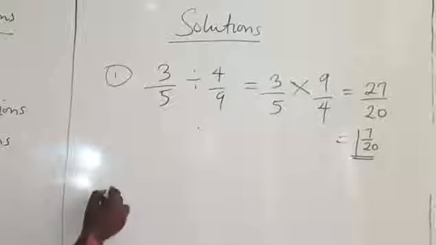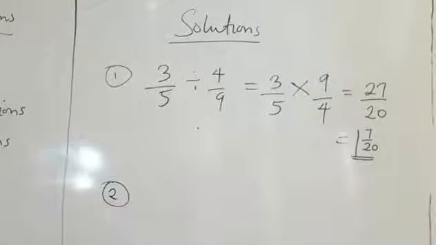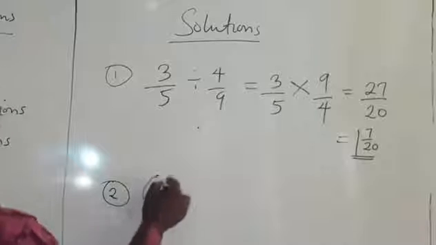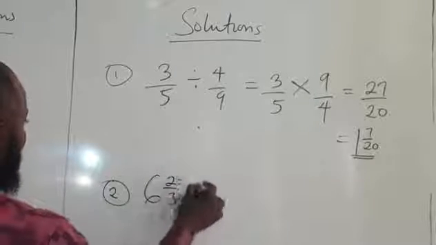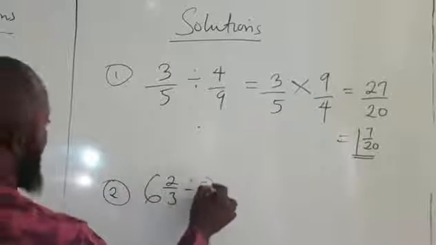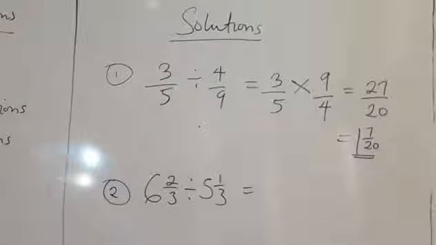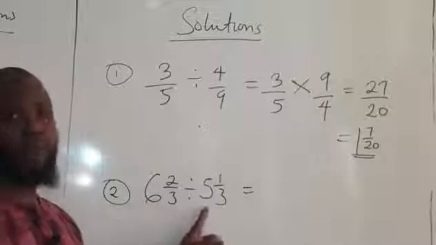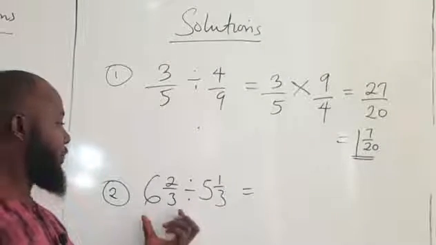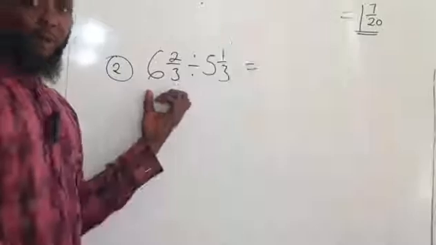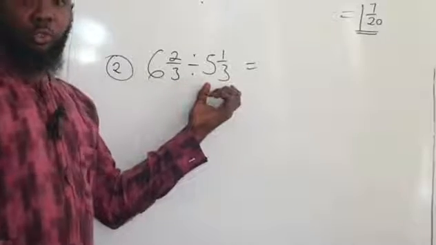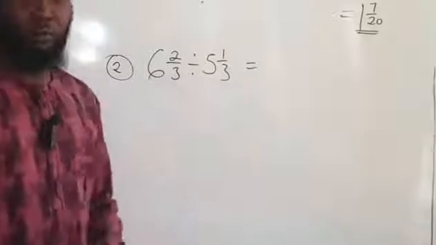So the second example under division is 6 whole number 2 over 3 divided by 5 whole number 1 all over 3. Right? So the same thing with this one. We cannot say 6 divided by 5 first. No. So we must first of all change this one to an improper fraction. Change this one to an improper fraction before we perform the operation on them.